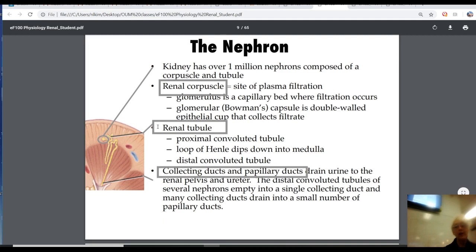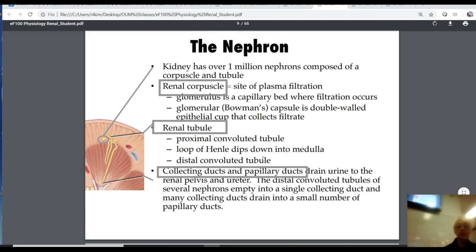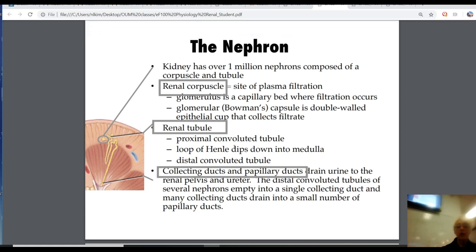This is how blood is exchanged. So this is how waste products get exchanged. So let's take a look at the nephron itself. Here you see in the left hand corner the actual nephron. The renal corpuscle is the site of plasma filtration, where the glomerulus is the small capillary bed.